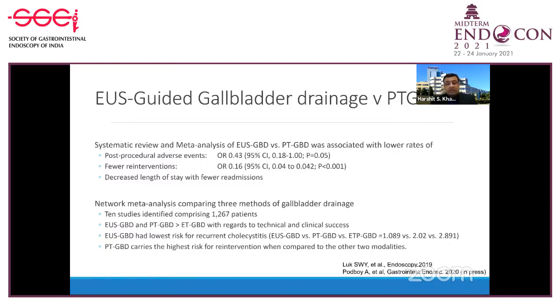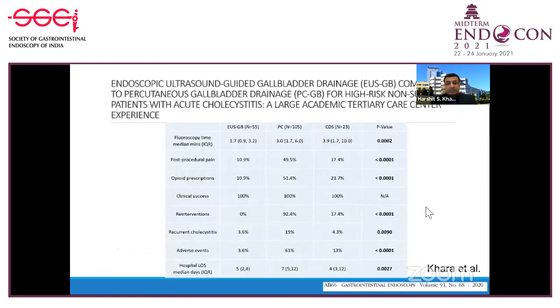EUS gallbladder drainage and percutaneous drainage had significantly higher technical and clinical success rates, but EUS-guided gallbladder drainage had the lowest risk of recurrent cholecystitis as compared to the other two modalities. The percutaneous gallbladder drainage had the highest risk of reintervention when compared to the other two modalities.